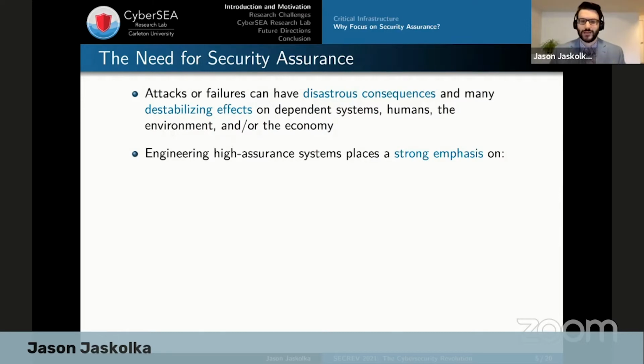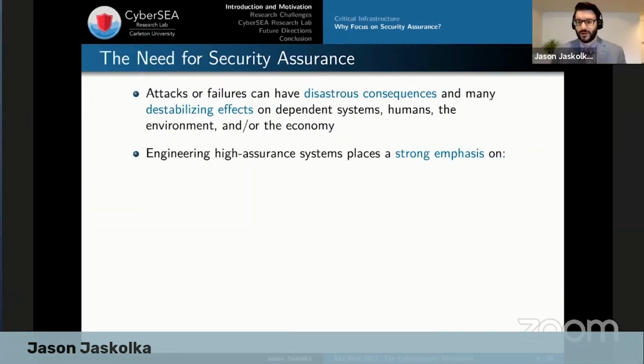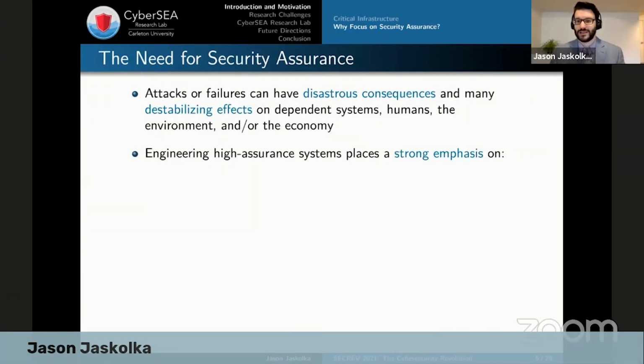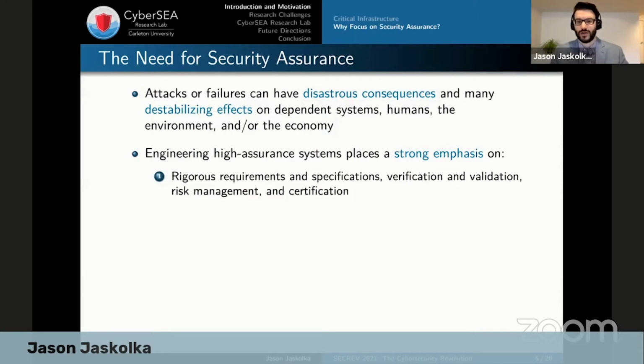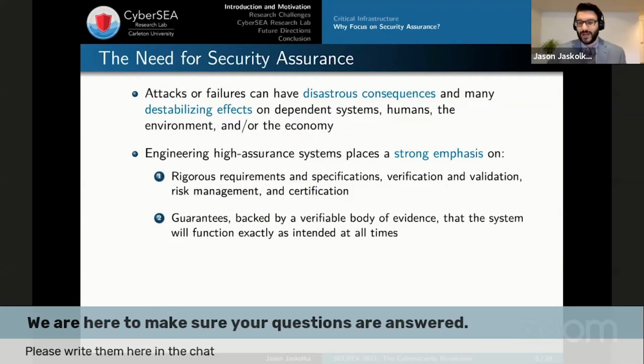When we look at engineering these high assurance systems, these systems that require strong confidence and assurance and justification that they have adequately addressed all of their security concerns, we have to place a strong emphasis on the rigorous requirements and specifications, the verification and validation of these systems, risk management, as well as certification. We also need to provide guarantees that are backed by a verifiable body of evidence that these systems are going to function exactly as they're intended to at all times during their operation and during their lifetime.